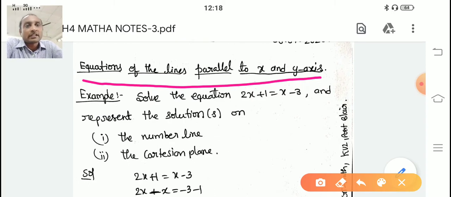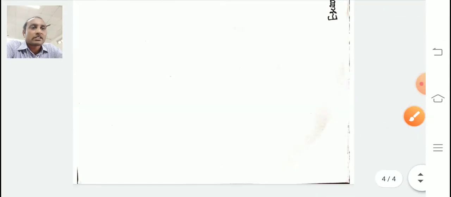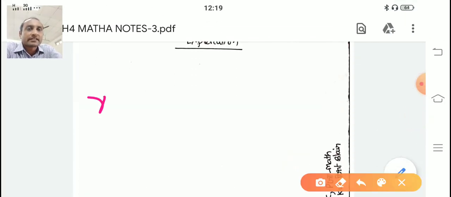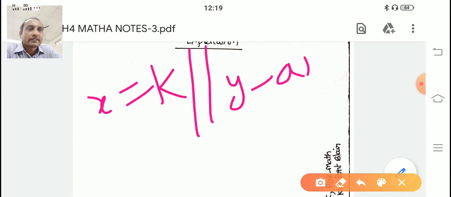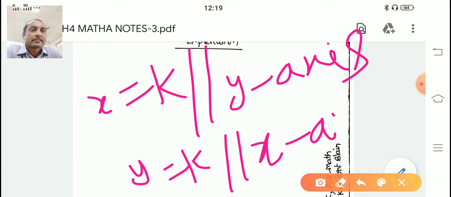We will discuss it. Indirectly I have given a hint in the last video. What is the equation of a line parallel to the x axis or y axis? A general form is given to you. x is equal to k is a line parallel to the y axis. If you have read the information and watched the video properly, then you will understand this. And y is equal to k is the line parallel to the x axis.